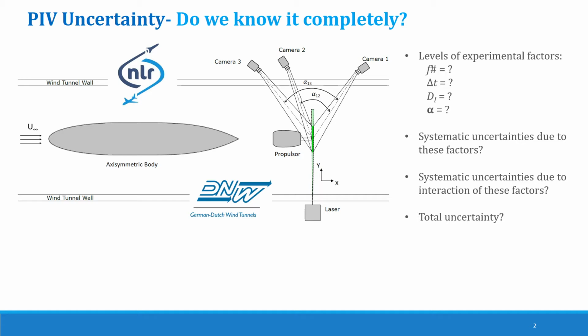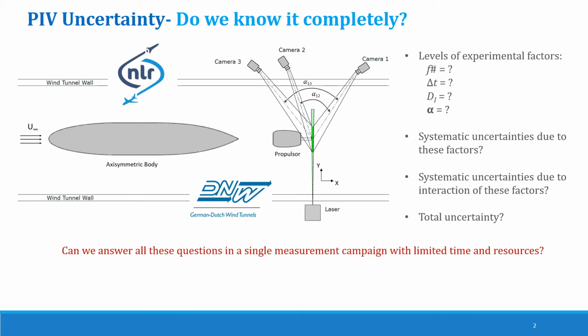What should be the levels of the experimental factors like f-stop, delta t, interrogation window, stereoscopic angle alpha? Can we know the systematic uncertainties due to these factors and their interaction, along with the total uncertainty? What do you think? Can we answer all these questions in a single measurement campaign with limited time and resources? I said yes, and introduced design of experiments to them.